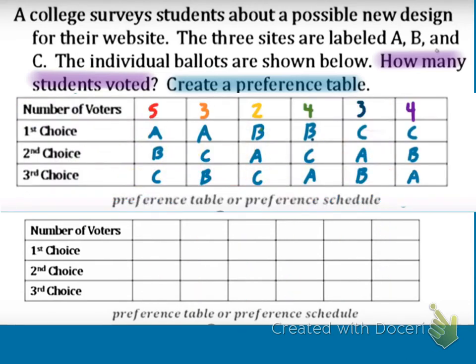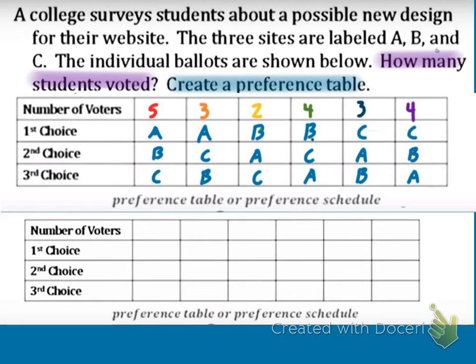Let's take a look. The reason we have these preference tables is it shows us our data in a little more useful framework. But still, who am I going to choose? Which website am I going to choose as the winner? I don't know. A? Maybe? It's hard to tell, right? So I'm going to help you figure this out using Excel.